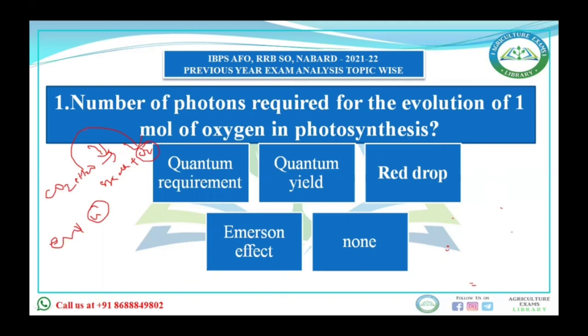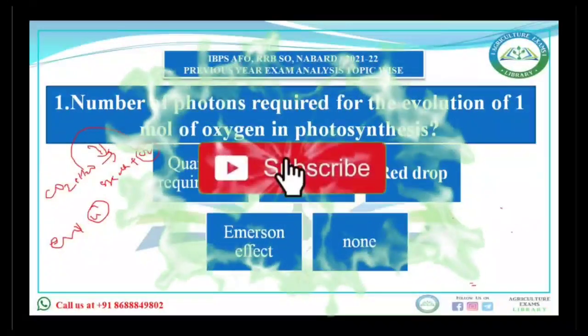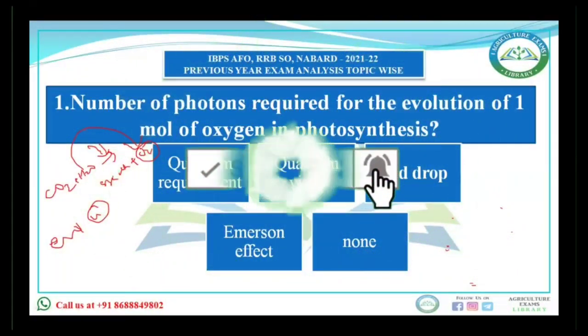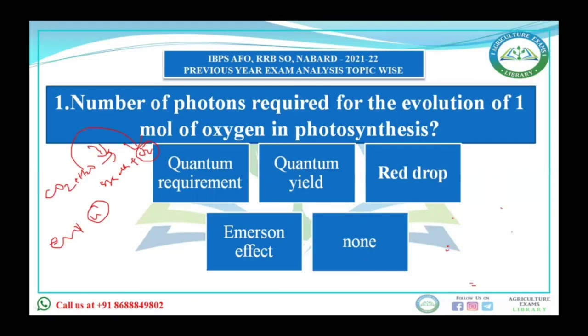Red drop is when photosynthetic yield is minimum when plants are supplied with a monochromatic beam of more than 700 nanometer or less than 600 nanometer. Okay, this is red drop. When there is enhancement in the photosynthetic yield when both 700 nanometer and 600 nanometer light are provided mixed together, as a range of wavelengths of light, then there is an increase in the photosynthetic yield. That is known as the Emerson effect.